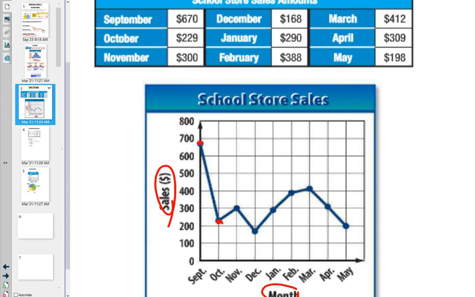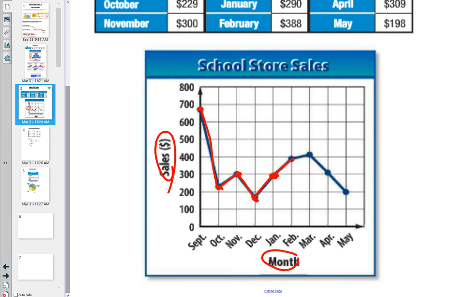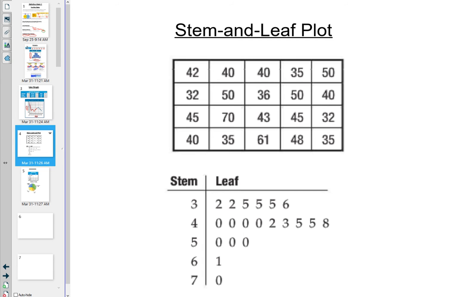So there's a dot for September, a dot for October for the sales, November sales, December sales, January sales, and then all you do is just connect the dots. That would be a line graph. From the examples I've seen, I didn't see too many of these. But it's there. Stem and leaf plot.